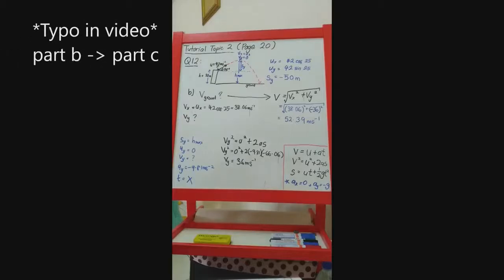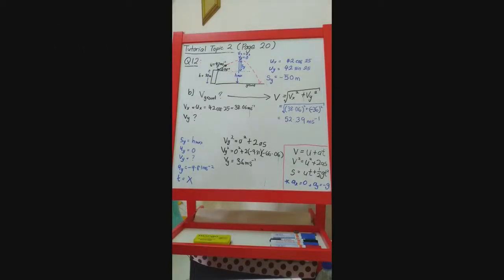Okay, for part C, it asks you what is its velocity when it strikes the ground. Here, we need to resolve it to x and y. So this is Vx, so this is Vy. Find Vx and Vy by using this equation. Vx, it's always equal to Ux. 42 cos 25. If you press your calculator, you get this value.